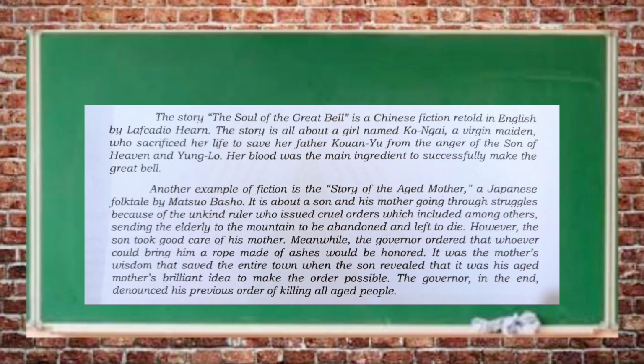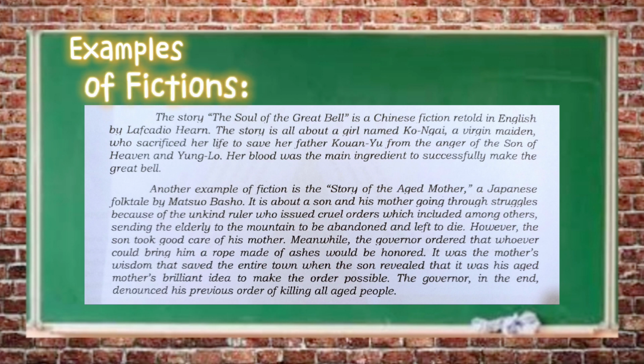Examples: The story The Soul of the Great Bell is a Chinese fiction retold in English by Lafcadio Hearn. The story is all about a girl named Kongai, a virgin maiden who sacrificed her life to save her father Kuan Yu from the anger of the Son of Heaven and Yung Lu. Her blood was the main ingredient to successfully make the Great Bell.